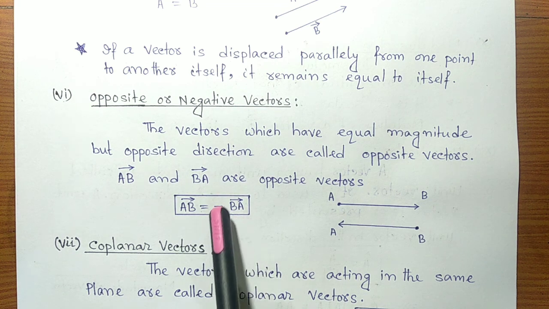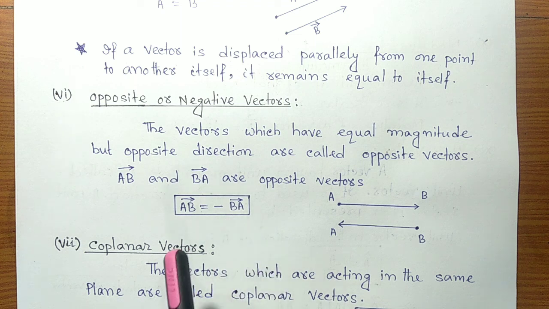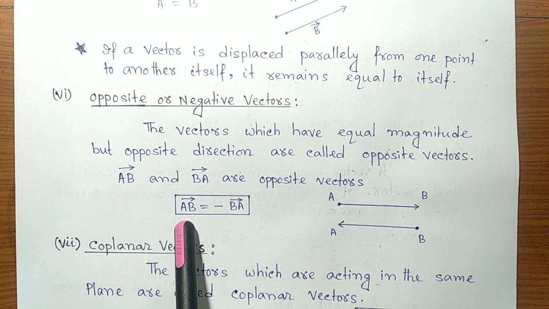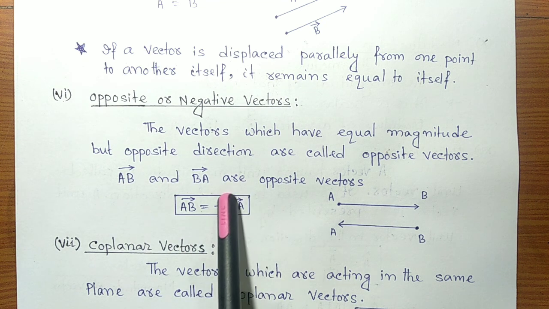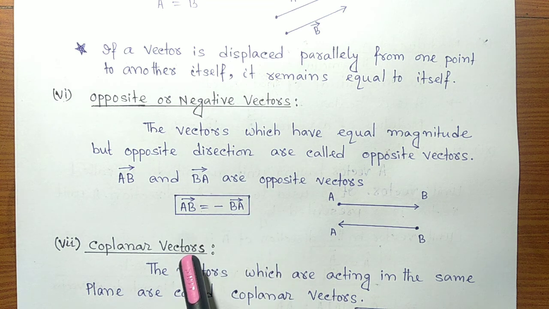In physics, the minus sign indicates that the direction is opposite to the previous one. That means the direction of AB and the direction of BA is opposite.